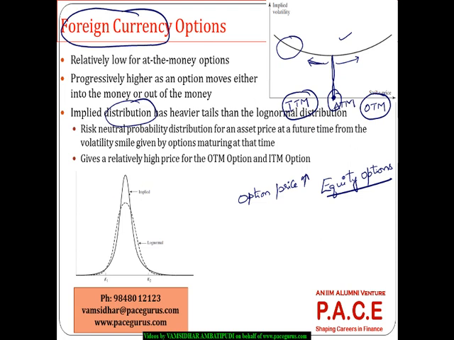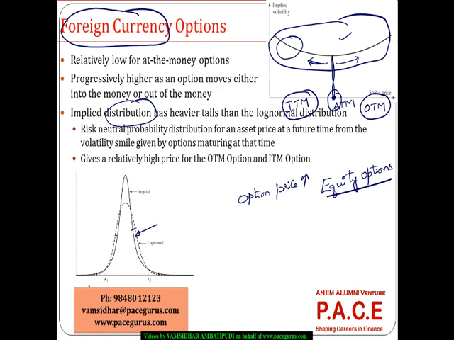If you try to look at the distribution and compare it with the log normal, you will find that it has heavier tails compared to the log normal. You could see the log normal distribution is this dotted line, whereas the implied distribution which we get through this implied volatility smile model has a peak that is slightly narrower compared to log normal, whereas the tails on both sides are comparatively wider.